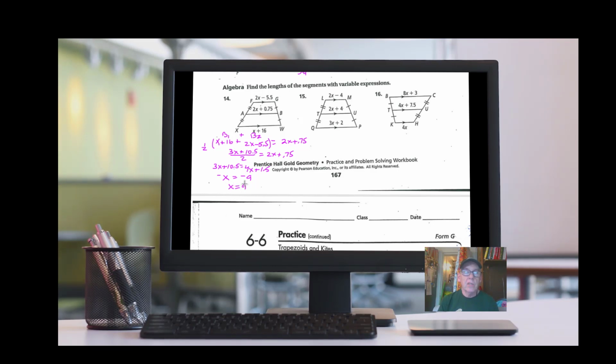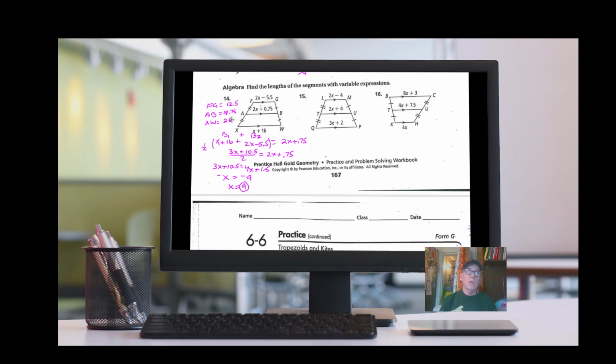Now they want us to find the length, so not just x. We've got to plug this number back in. So FG, let's do these on the left. FG's length is going to be 9 times 2 take away 5.5, which is 18 take away 5.5, which is 12.5. AB is going to be 2 times 9, which is 18, plus 0.75. So this will be 18.75. And XW is going to be 9 plus 16, which is 25.